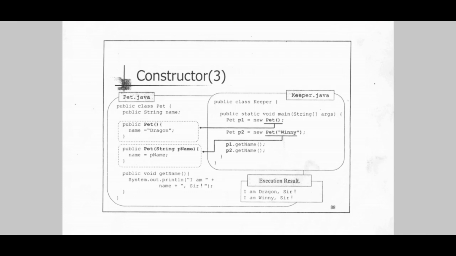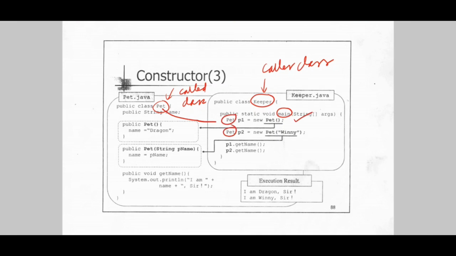We have here another example of two interacting classes. Pet here is the called class and keeper is the caller class. So we have here the main method, so we can execute this Java class because it has the main method. And we have here two instantiations of the same called class pet. So pet, the called class, is being instantiated twice.